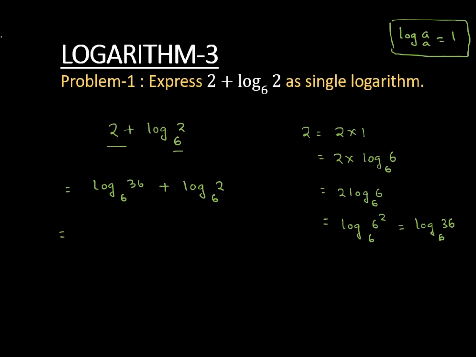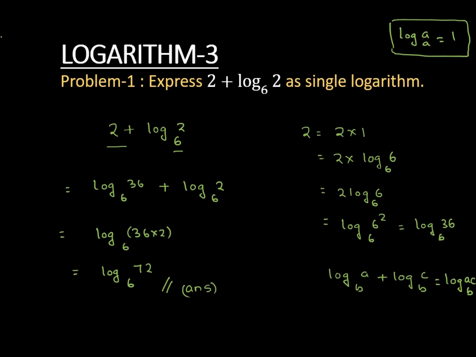Now if we use the product law, log of a base b plus log of c base b is equal to log of ac base b. So if I use the same here, you get log of 36 times 2 base 6. So that results in log of 72 base 6. So you will say this is your answer. As we had to write it in a single logarithm, this will be the final answer. Now let's move on to the second question.